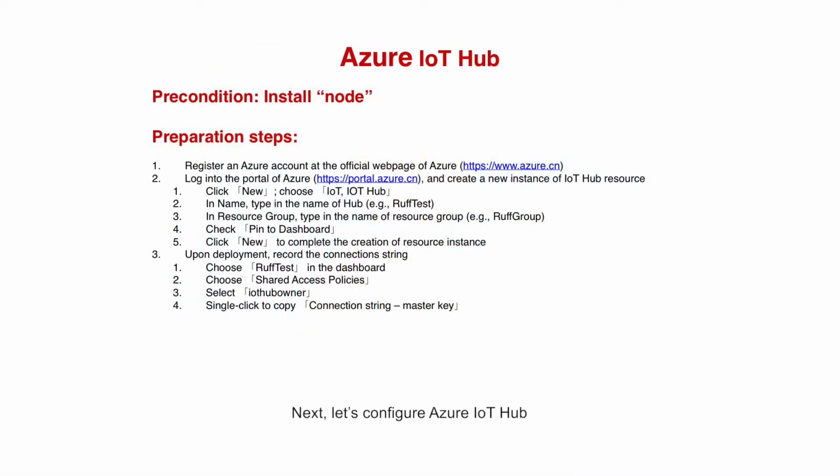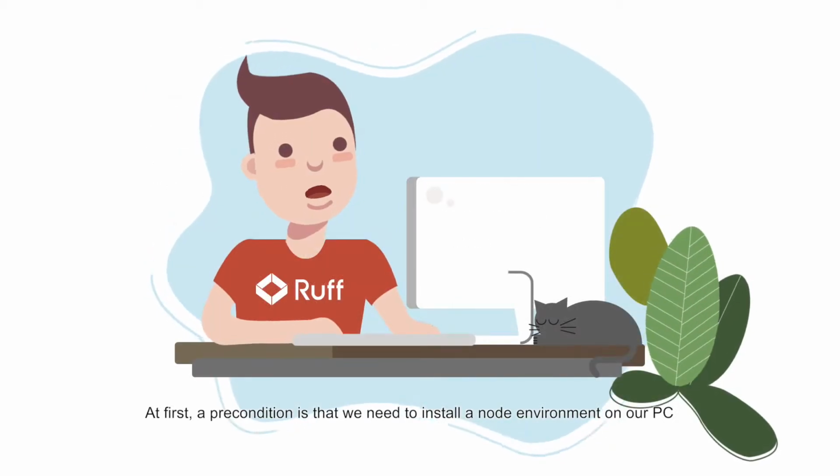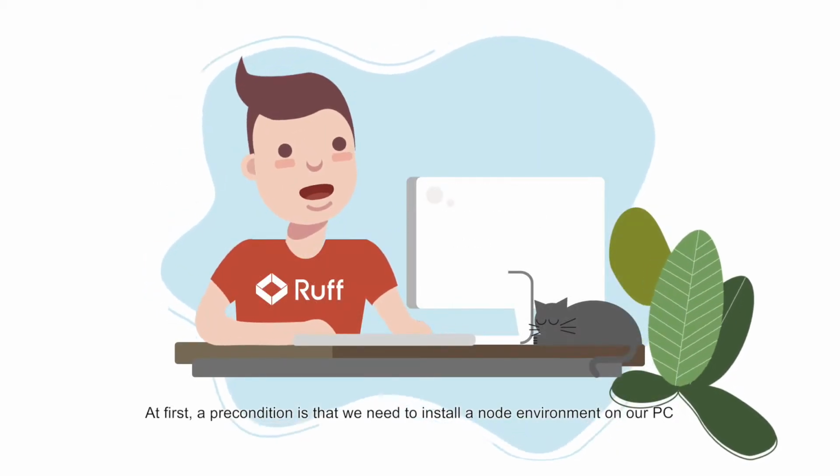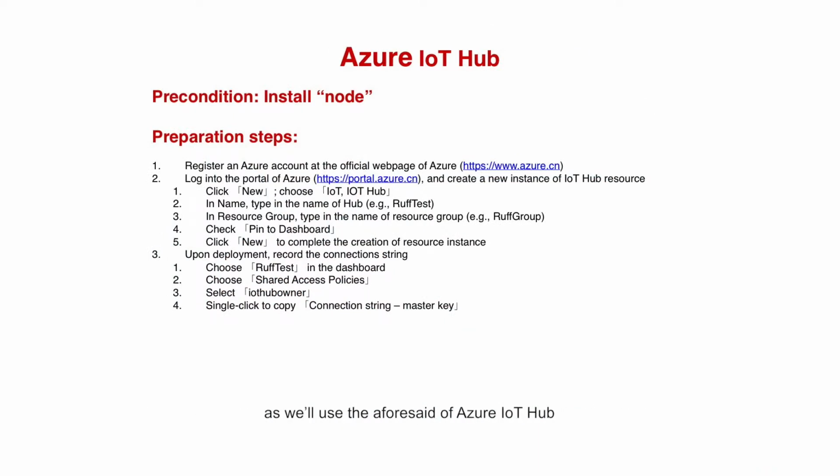Okay, next, let's configure Azure IoT Hub. At first, a precondition is that we need to install a Node environment on our PC, as we'll use the aforesaid Azure IoT Hub tools, which must be run under an environment of Node. Preparation steps. Step 1 is to open the official webpage of Azure and register an Azure account. After registering this account, let's log into the portal website of Azure and create a new instance of IoT Hub resource. Detailed steps are written here.